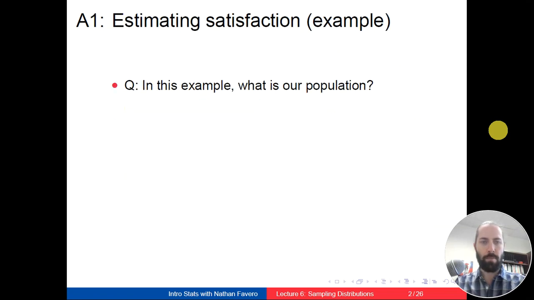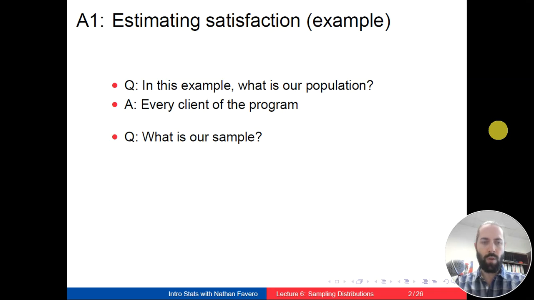So, a few questions. Based on what we know about this study that I'm trying to conduct, what is the population? Well, the population is every client of the program, including those that I don't contact. What about our sample? How would we define our sample in this example? That would be just the clients who respond to our survey question.